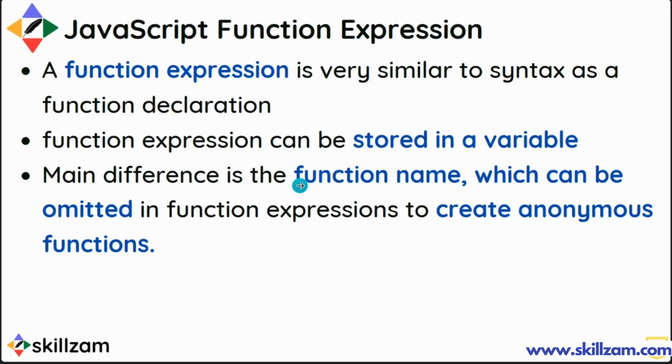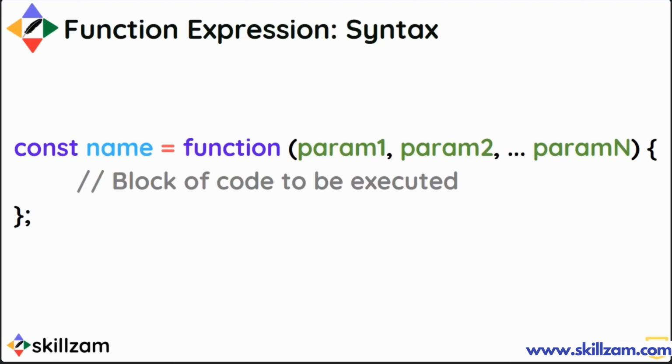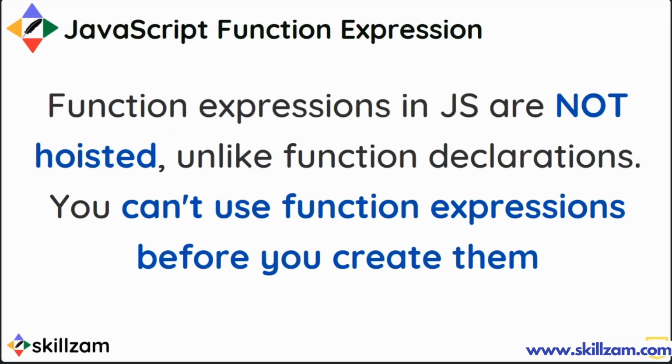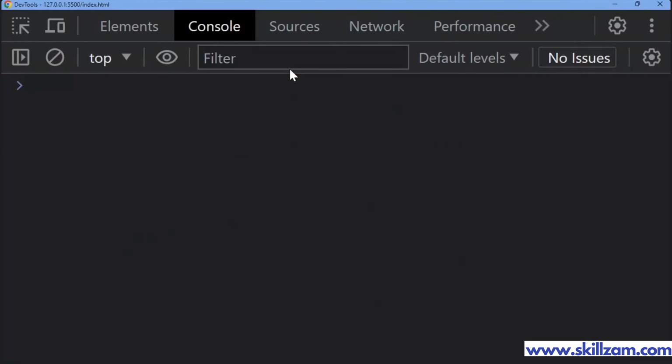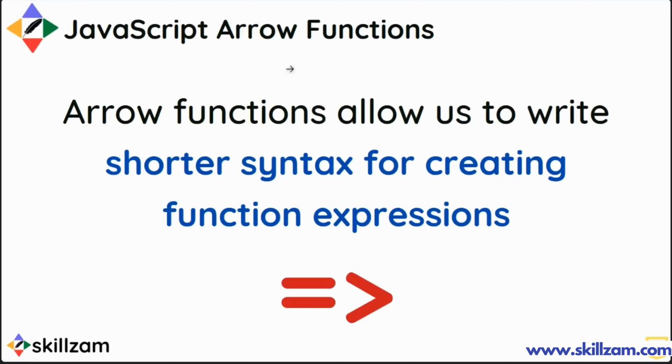Sometimes this is also called an anonymous function. We'll see function expressions being used a lot of times. There is also something called an arrow function, which we'll see too. But this is a key point about function expressions: function expressions in JavaScript are not hoisted, unlike function declarations. With that being said, let's talk about something called the arrow function. Again, this is an important concept. What is meant by an arrow function?